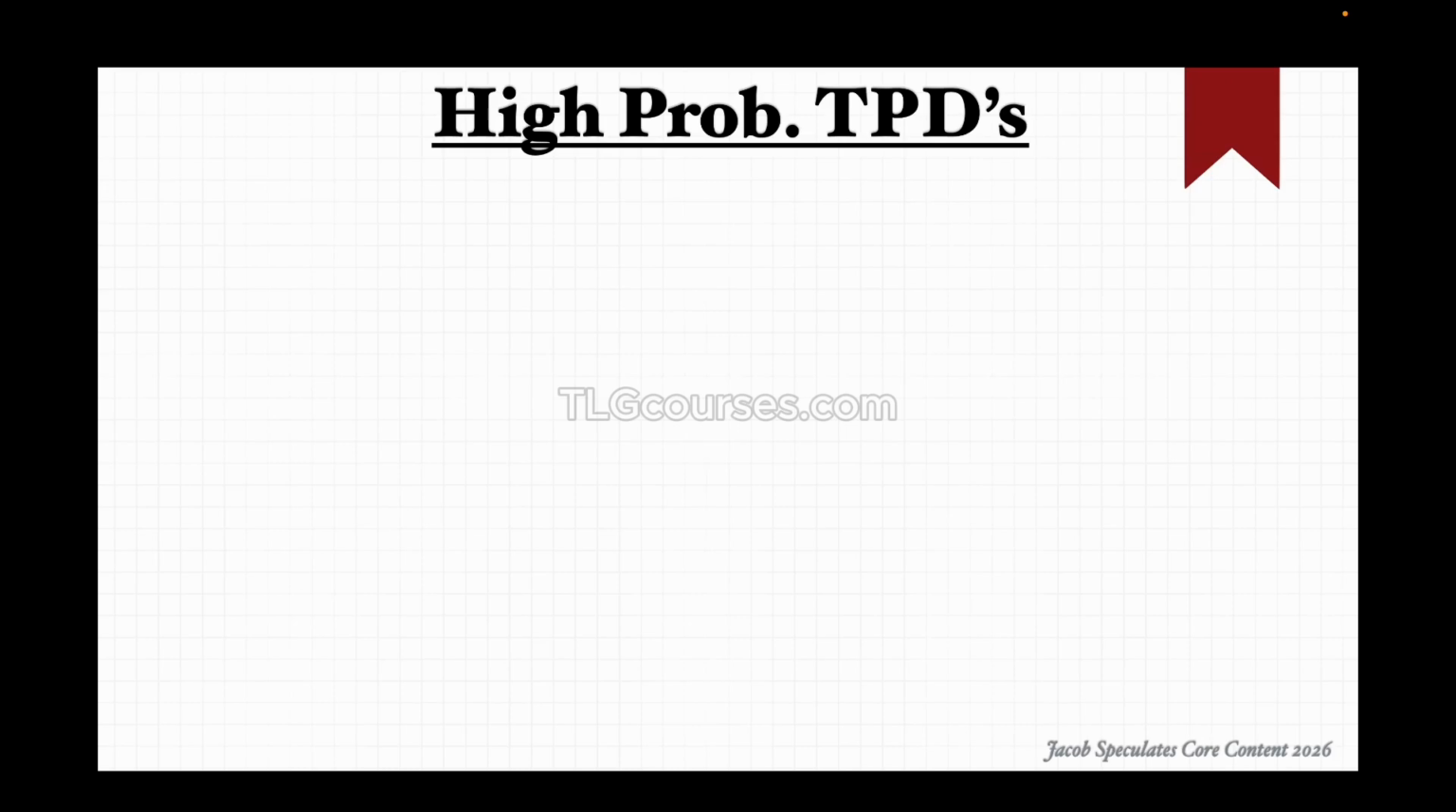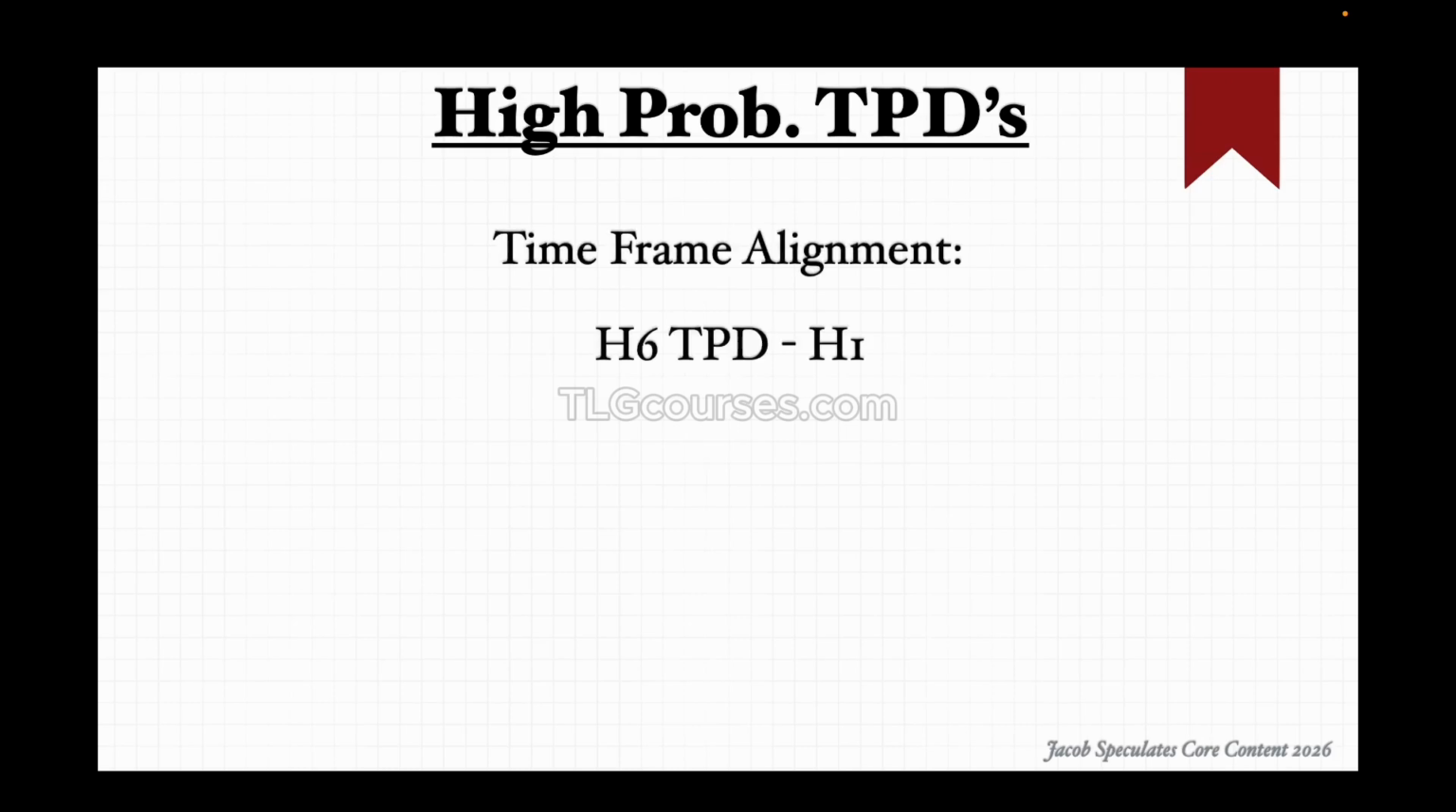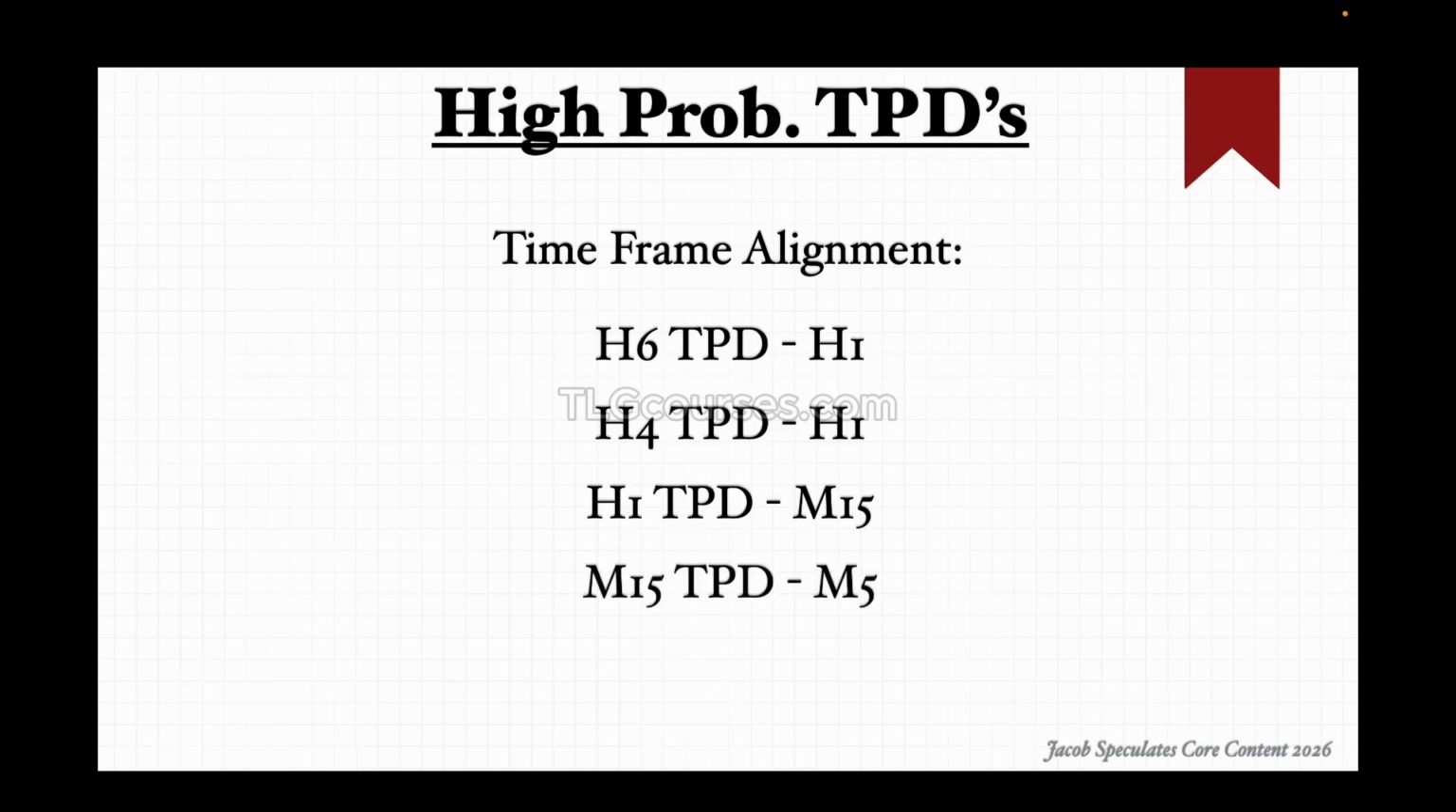Now you're probably wondering, what time frame do I use for actually looking inside the TPD? The time frame alignment goes as follows. If you have a 6-hour TPD, then you move to a 1-hour chart. If you have a 4-hour TPD, then you look within the 1-hour chart. If you have a 1-hour TPD, then you look within the 15-minute chart. And finally, if you have a 15-minute TPD, then you look within the 5-minute chart. So very easy to understand.